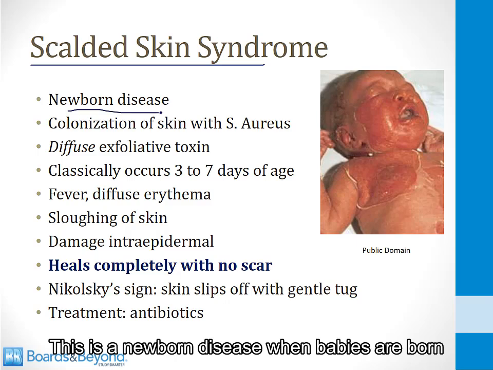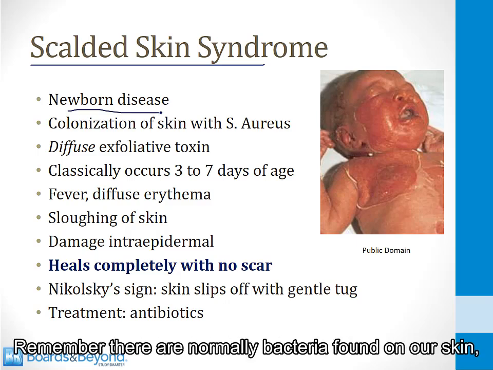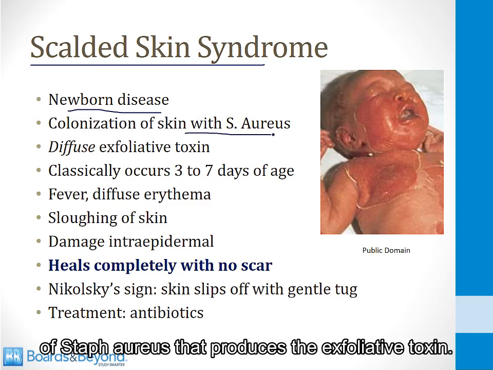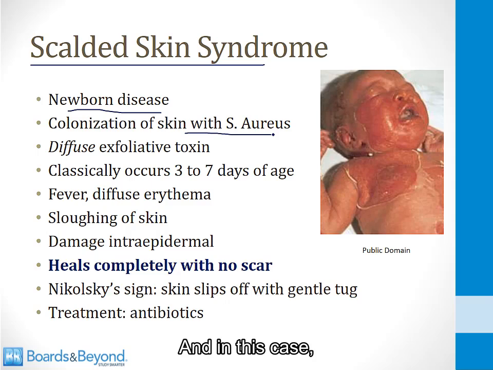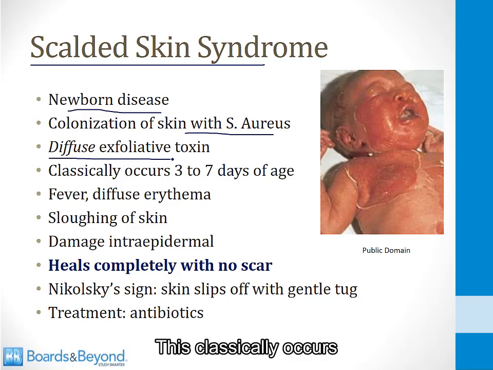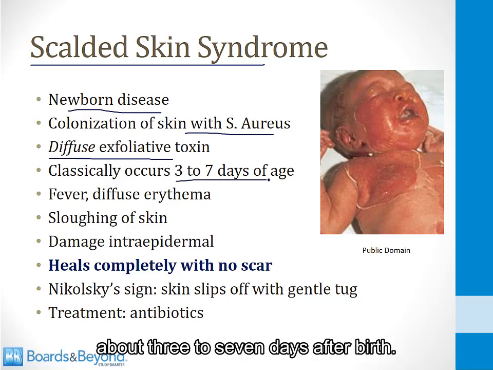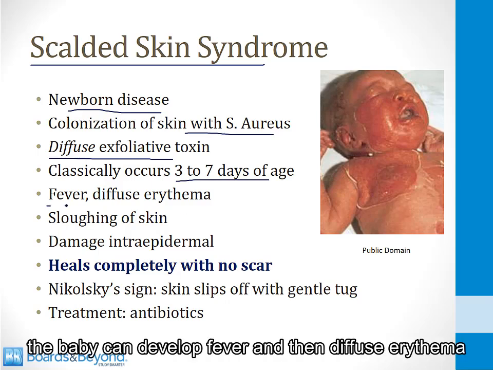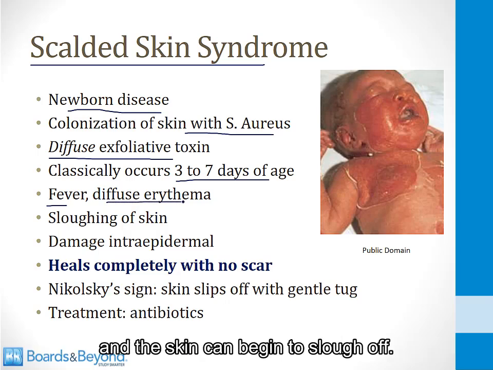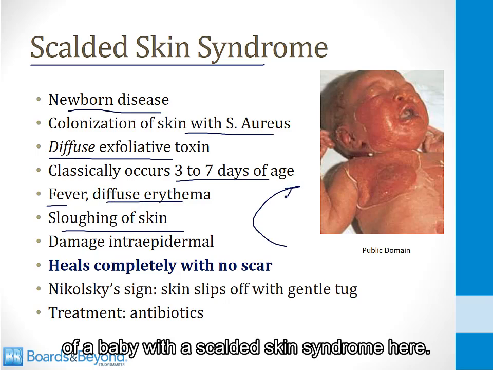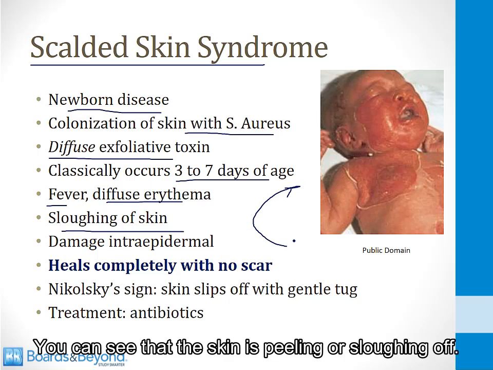When babies are born, their skin is colonized by bacteria. Remember, there are normally bacteria found on our skin. And sometimes babies are colonized with a strain of Staph aureus that produces the exfoliative toxin. And in this case, the toxin is produced diffusely all over the baby's skin. This classically occurs about 3 to 7 days after birth when babies are becoming colonized with bacteria. The baby can develop fever and then diffuse erythema, and the skin can begin to slough off. This is a picture of a baby with the scalded skin syndrome here. You can see that the skin is peeling or sloughing off.